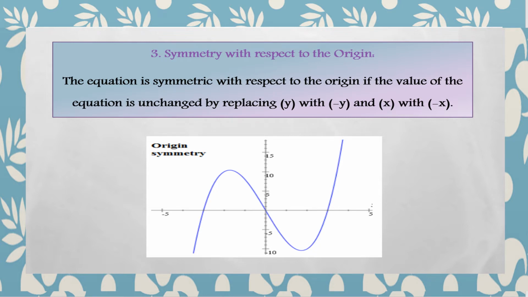The third test is testing the symmetry with respect to the origin. The equation is symmetric with respect to the origin if the value of the equation is unchanged by replacing y with negative y and x with negative x. So in the equation, we replace all y's with negative y and all x's with negative x, and if the equation is equivalent to the original one, then this function is symmetric with respect to the origin, as you see in the following graph.